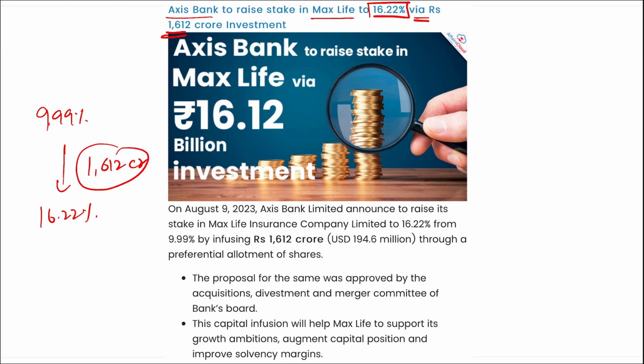Correct. The increase in the stake by the bank will be done through a share subscription agreement with Max Life, through subscription to the preferential issue of up to 14 crore 25 lakh 79,000 shares, of face value of 10 rupees each. So coming back, from 9.99%, the stake of Axis Bank in Max Life has been increased to 16.22%. If we talk about Axis Bank, who is the Managing Director and Chief Executive Officer here? Amitabh Chaudhry. Headquarters is in Mumbai, Maharashtra, and it was established in 1993.